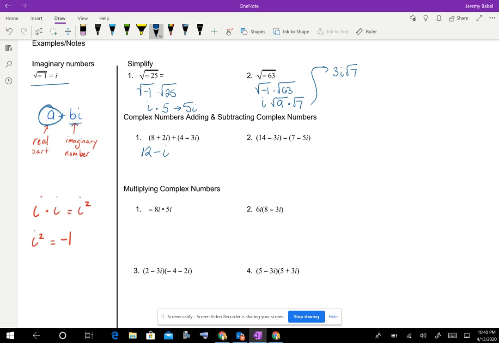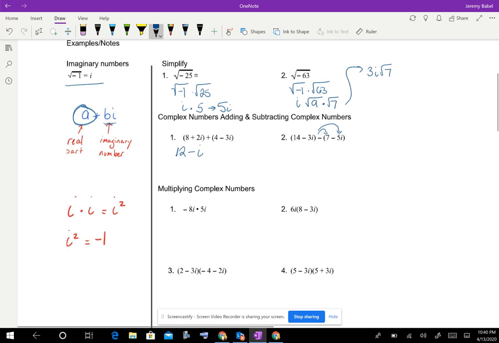All right, so in this subtraction, the only difference is we need to remember to distribute that subtraction to both terms. So let's rewrite that as minus 7, and then minus a negative would be plus 5i. So it's 14 minus 3i minus 7 plus 5i. 14 minus 7 is 7. Minus 3i plus 5i would be plus 2i. Again, it's kind of like combining like terms, but not exactly the same, since we're talking about just real parts and imaginary parts.